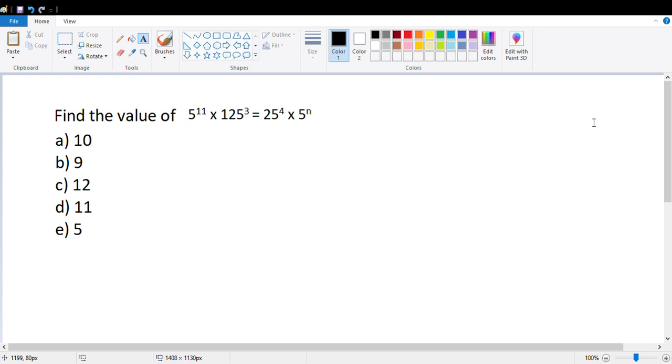Here we have another, in this case, Bomb 10. We have a question that asks us to find the value of n such that this equation is true. The equation is 5 to the 11th power times 125 to the 3rd power equals 25 to the 4th power times 5 to the nth power. And the options are 10, 9, 12, 11, and 5.